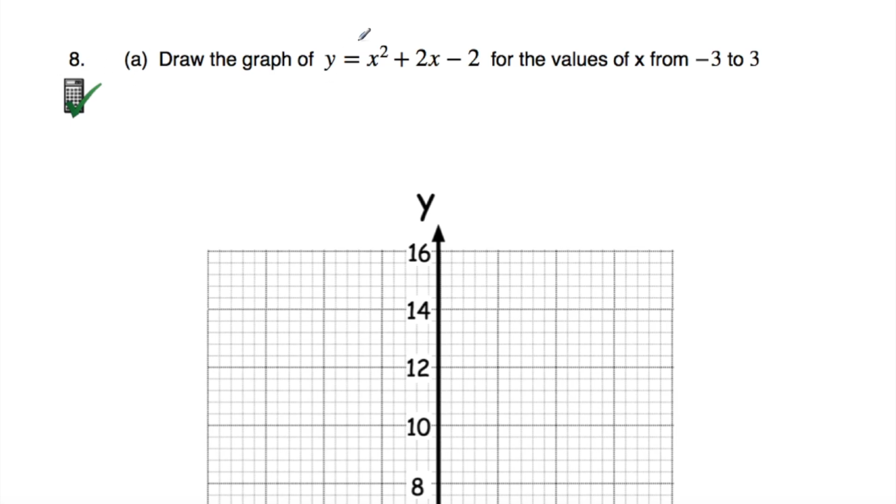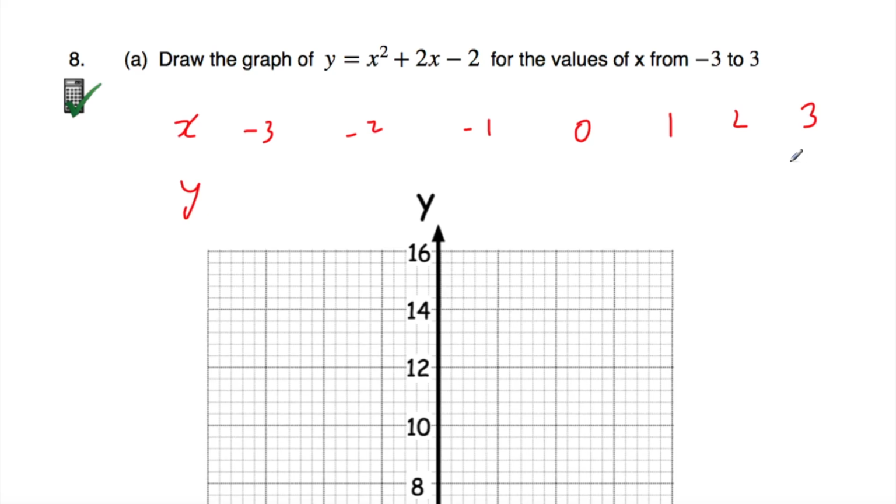So part A, again, we've been asked to draw a quadratic, y equals x squared plus 2x minus 2 for values of x from negative 3 to 3. So again, let's do an xy table, x and y, negative 3, negative 2, negative 1, 0, 1, 2, and 3. And to work out our y coordinates, we're going to square the x coordinates, add 2 times the x coordinate, and then take away 2. So we're going to do 3 squared plus 2 times 3, take away 2.